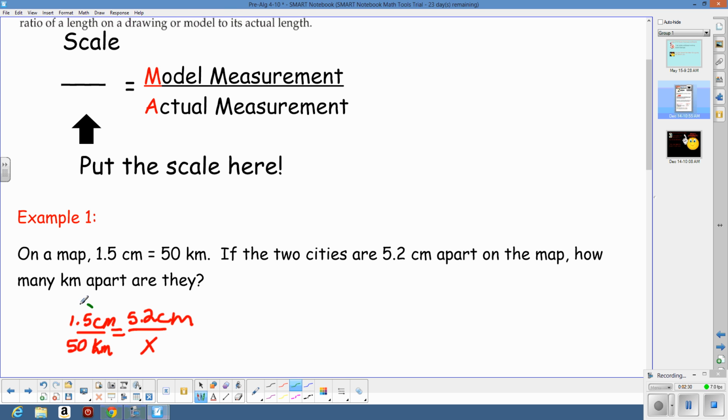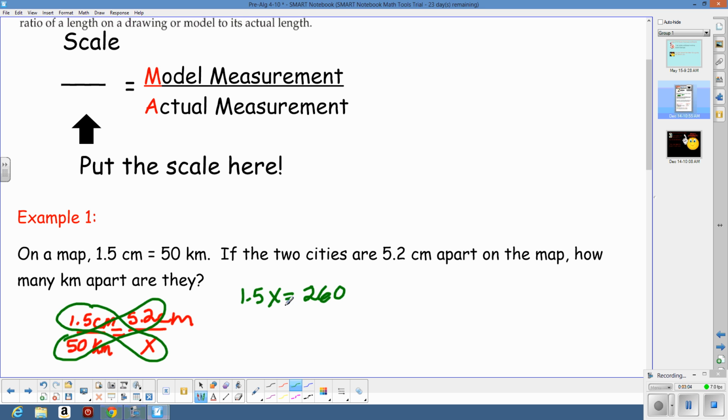Now to solve this, remember we multiply diagonally. I start with the diagonal with the variable. 1.5 times X is going to equal 50 times 5.2. 50 times 5.2, or 5 and 2/10, equals 260.